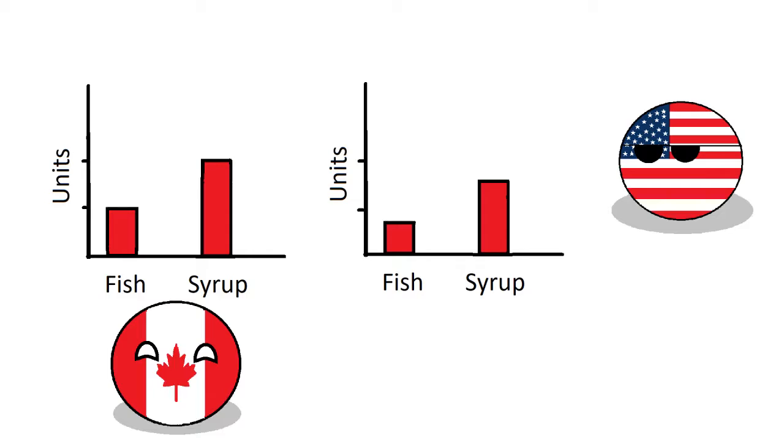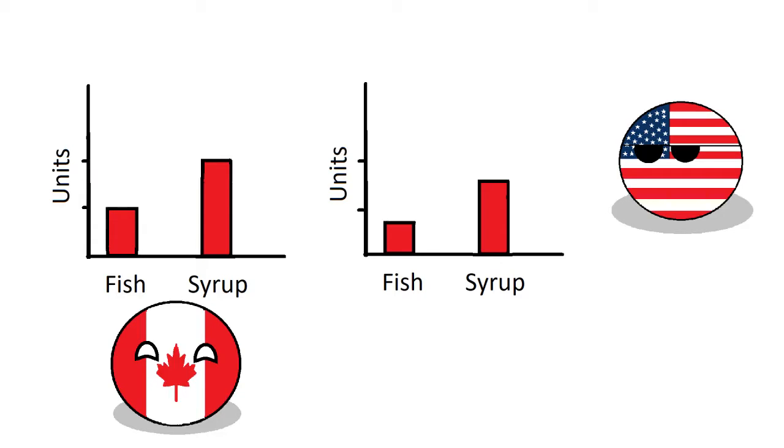So let's say that Canada here and America are both countries, and we're focusing on their production of fish and syrup. As you can see, Canada can produce fish and syrup at a higher rate than America, and both countries produce syrup better than they can fish during a unit of time. Canada's just better at producing than the US.